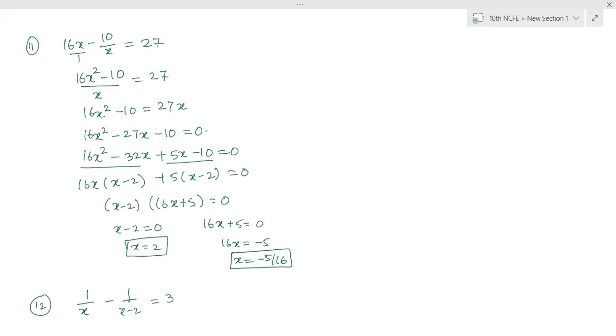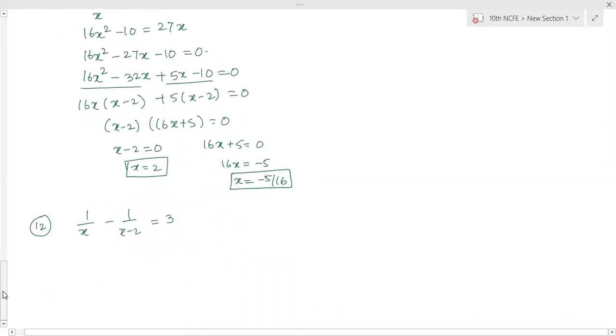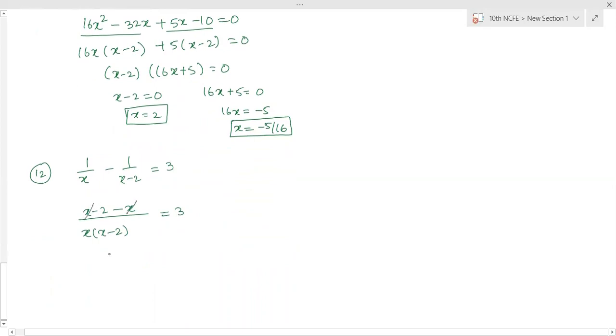So this question you will not get the answer by middle term splitting. So anyhow, I need to solve this. LCM is x into bracket x minus 2. x minus 2 minus x is equal to 3. X gets cancelled. Minus 2 is equal to 3 into x square minus 2x. I have multiplied directly 3 with it. Again, it is shifted to the right hand side. 3x square minus 6x plus 2 is equal to 0.